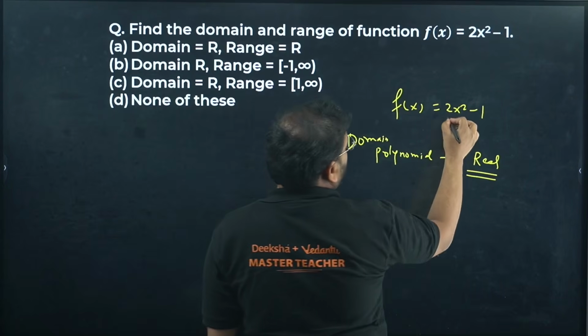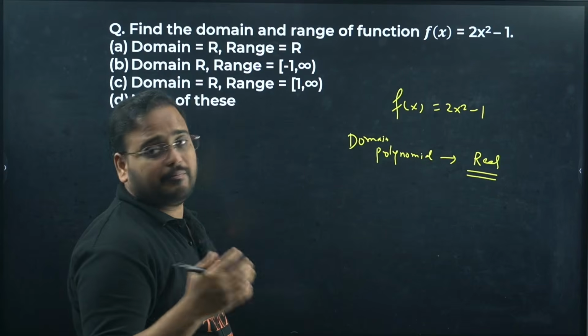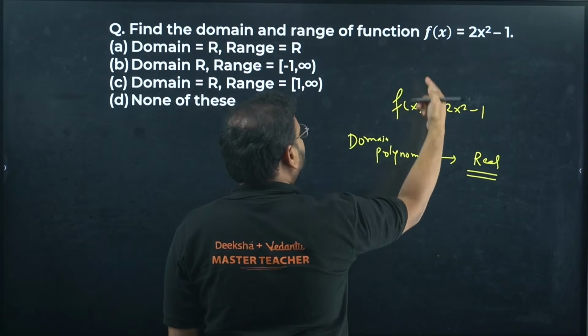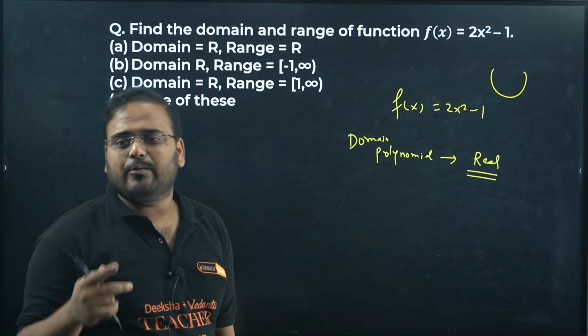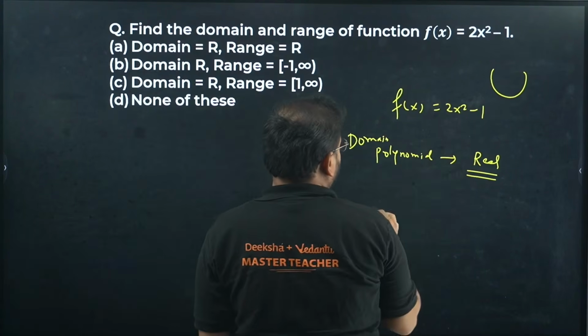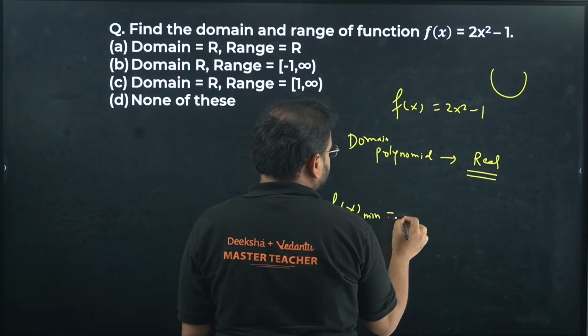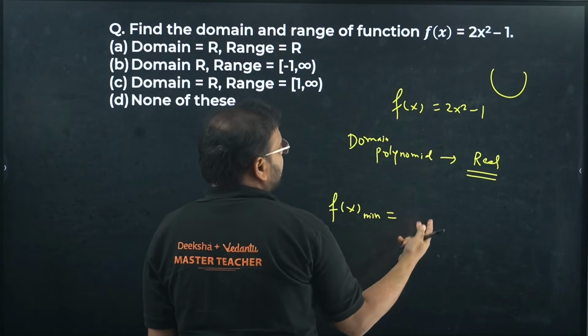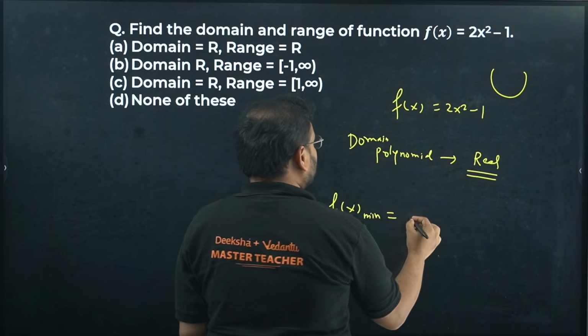No problem, sir. Think about it. This can go to what? Find the minimum. This is again an upward parabola. 2x square minus 1 is a quadratic, upward parabola. So again find the minimum value of f of x. Again it will be when x square is 0, add 0. So this is going to be minus 1.